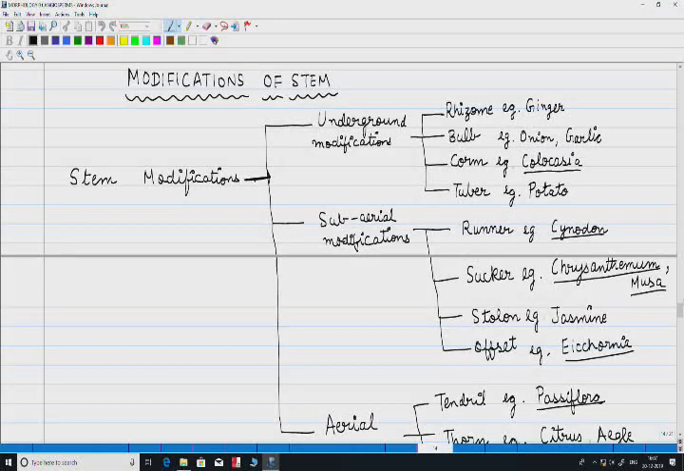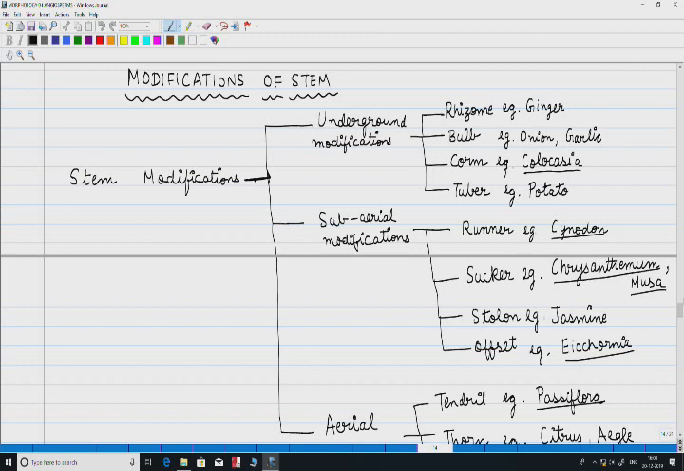Okay, so let me start from where I had left off. I was teaching in the last class about the modifications of stem. So there are aerial modifications, subaerial, and the underground modifications. And underground modifications include rhizome, bulb, corm, tuber. So rhizome is basically a flattened sort of structure. It is found in ginger. Bulb is found in onion, garlic. Corm is found in colocasia. And tuber is found in potato.